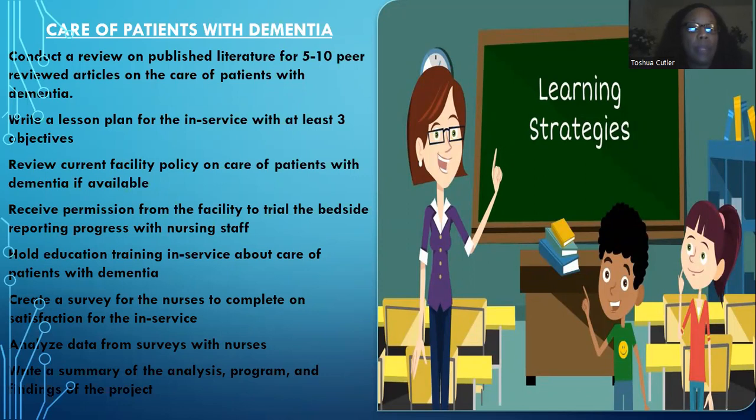Write a lesson plan for the in-service with at least 3 objectives. Receive permission from the facility to trial the bedside reporting progress with the nursing staff. Hold an education, training in-service about care of patients with dementia. Create a survey for the nurses to complete on satisfaction for the in-service. Analyze data from the surveys with the nurses and write a summary of the analysis, program, and findings of the entire project.